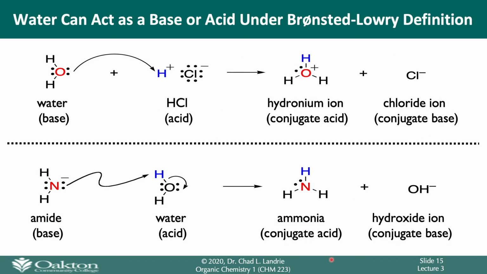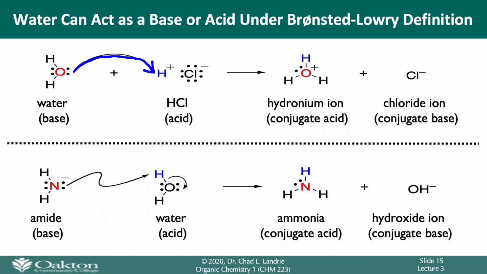Here are two more examples that illustrate the point that water can act as both a Bronsted base and a Bronsted acid. In the top example, water is acting as a Bronsted base. It is accepting a hydrogen atom, a proton, from an acid. Again, we can use this curved arrow notation, which is showing how the electrons are involved in that transfer. And in this example, if water accepts a proton, then we get hydronium ion as a conjugate acid.